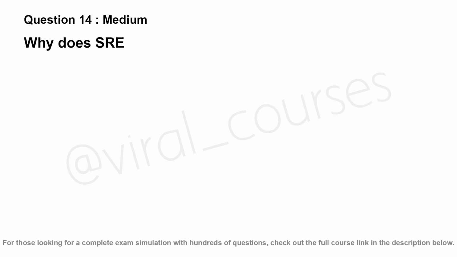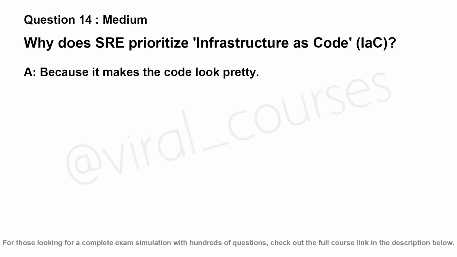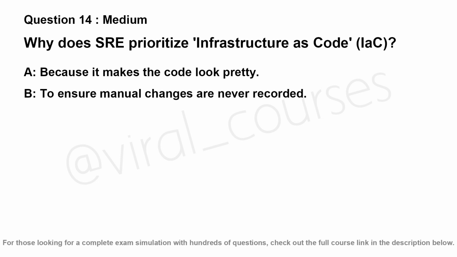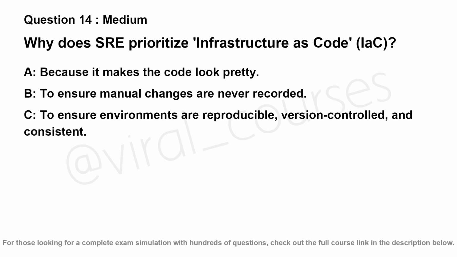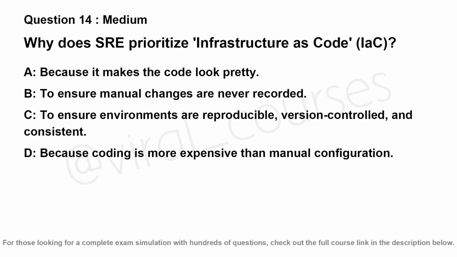Why does SRE prioritize infrastructure as code, IAC? Option A. Because it makes the code look pretty. Option B. To ensure manual changes are never recorded. Option C. To ensure environments are reproducible, version controlled, and consistent. Option D. Because coding is more expensive than manual configuration.